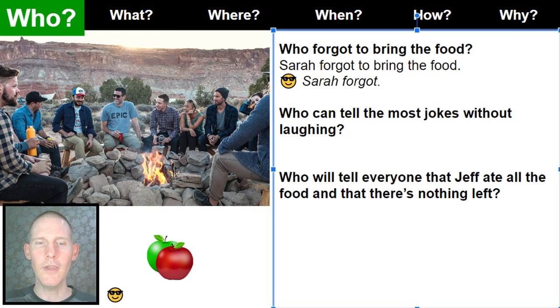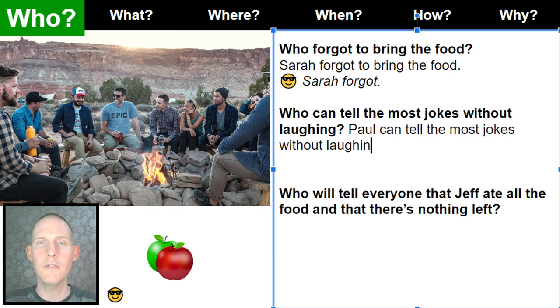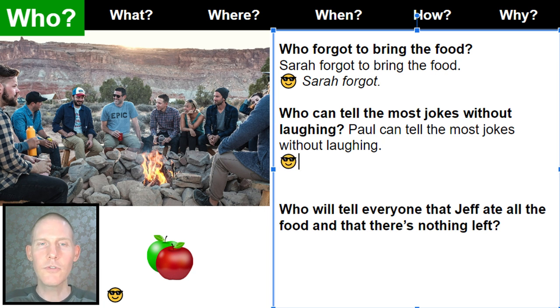Who can tell the most jokes without laughing? Well, I think maybe the guy in the red, white, and blue hat is named Paul. So Paul can tell the most jokes without laughing, right? And if we're going to do the short answer, we could just say Paul can. Right? Who can tell the most jokes without laughing? Paul can. Right? So it's not always necessary to give the full answer.